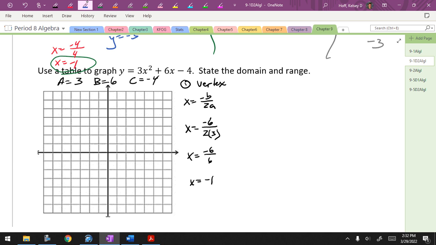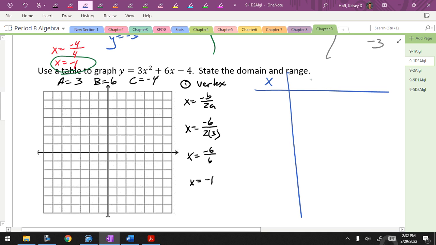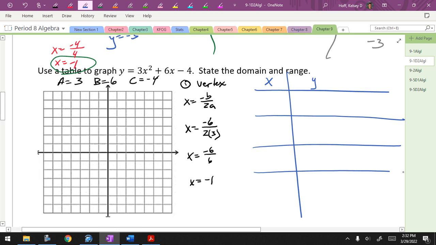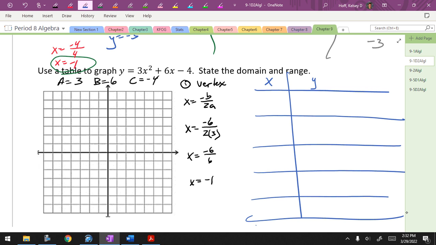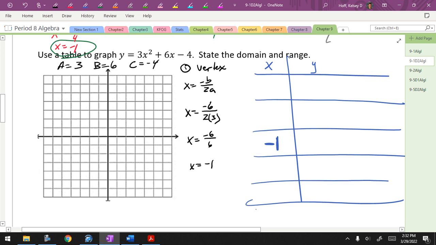Every single one of these problems, we have to plot 5 points. So we're going to make an XY table with five spots in it. 1, 2, 3, 4, 5. Your vertex always goes in the middle slot. So I know my x on my vertex is negative 1.